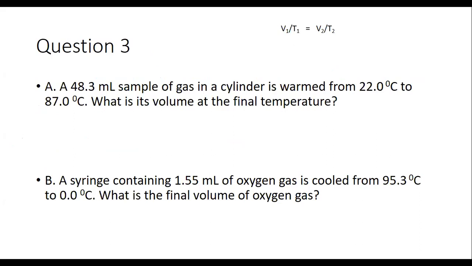This is basically how a combustion engine works, right? We have a cylinder of gas. We use gasoline to create a little mini explosion that will give heat to our cylinder, make the gas expand, move a piston. B, we have a syringe here. So I have a syringe with 1.55 milliliters of oxygen, and I cool it down to 0. What's the final volume of my gas? So I'll give everybody a couple minutes to work on Charles's law.